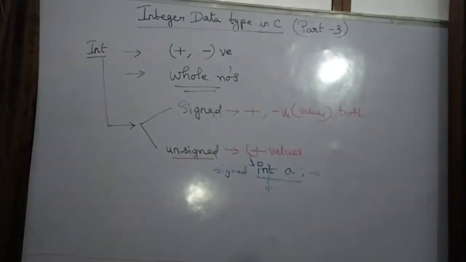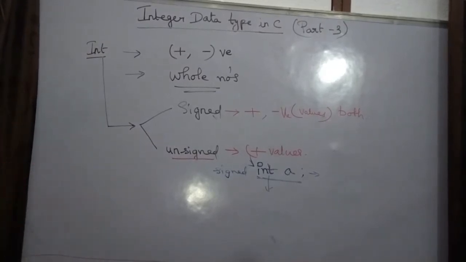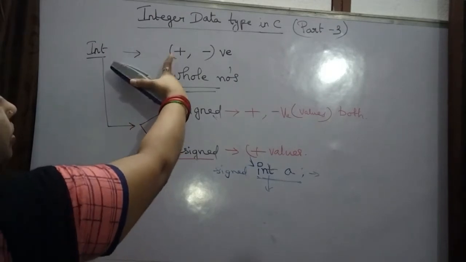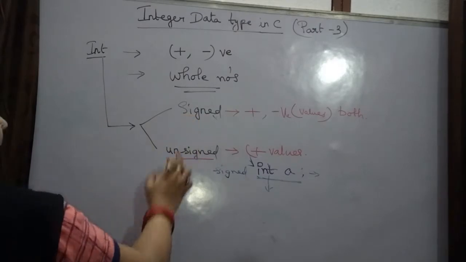Now, I think till now you have understood. The integer data type takes positive and negative whole numbers, and under integer you have signed and unsigned.